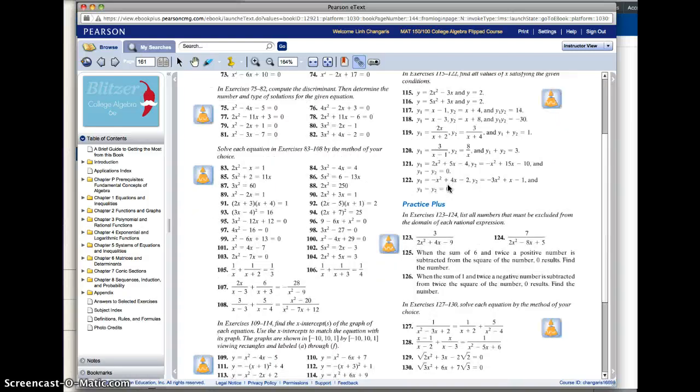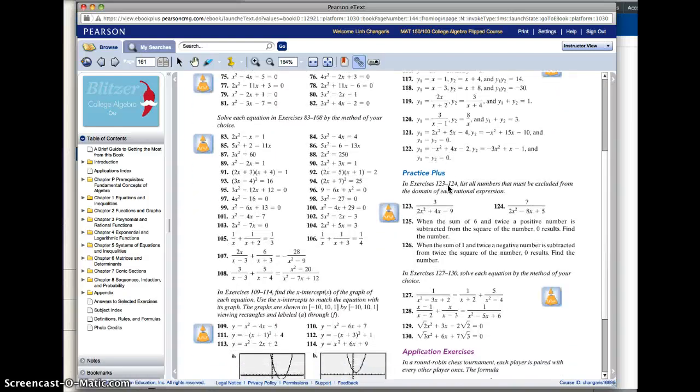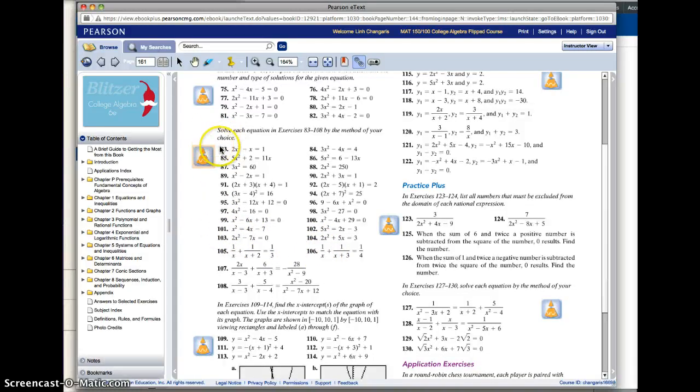Okay, so here I want to go through problems 83 through say 103 right here. Now with this problem, if I were given it on the test, the first thing I would do is look at it and say, well, I'm going to try the zero factor rule. For number 83, I would look at 2x squared minus x equals 1. I would set that equal to 0, and then I would use the zero factor rule.